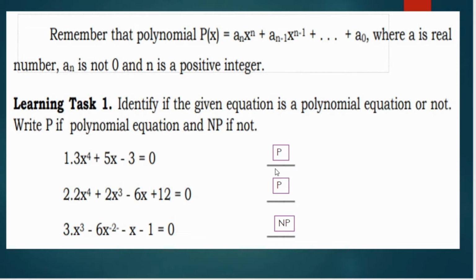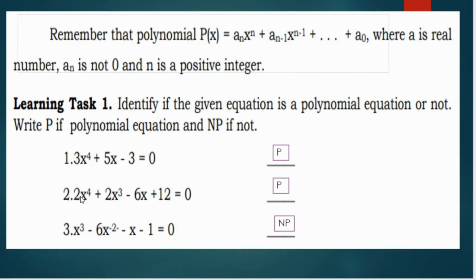If that is a polynomial, we're going to write p. If that is not, we're going to write np. Let's have number 1. We have 3x to the fourth plus 5x minus 3 equals 0. So in here, we don't have any negative exponent as well as a variable as the denominator. So our exponents are all positive. That is why number 1 is a polynomial.